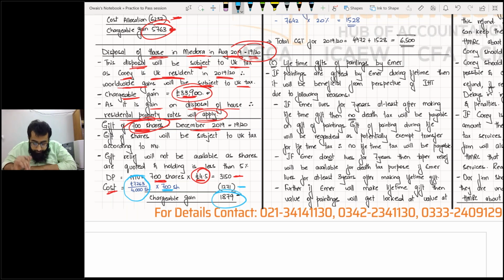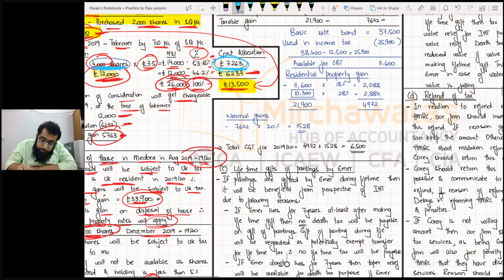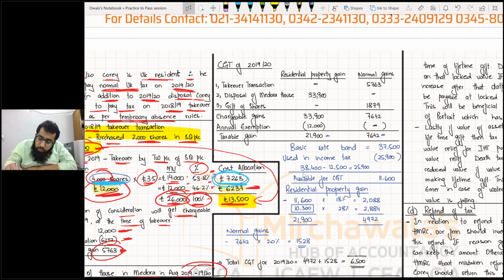Okay. Now, if I summarize my CGT of 2019-20, one is disposal of Medora House and one is the normal gains. Junaid Anwar is asking, sir, what about the letting relief? In PPR, there was a concept of letting relief also.